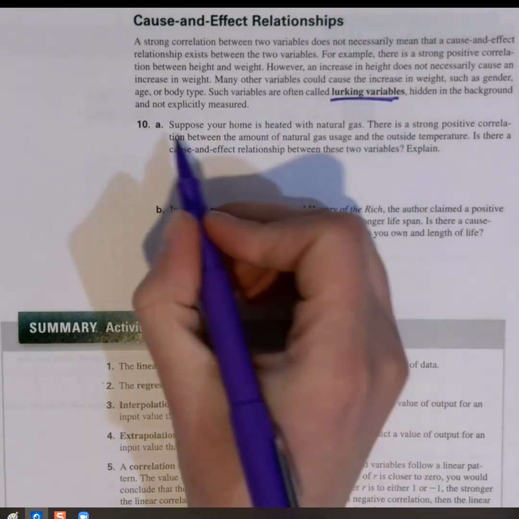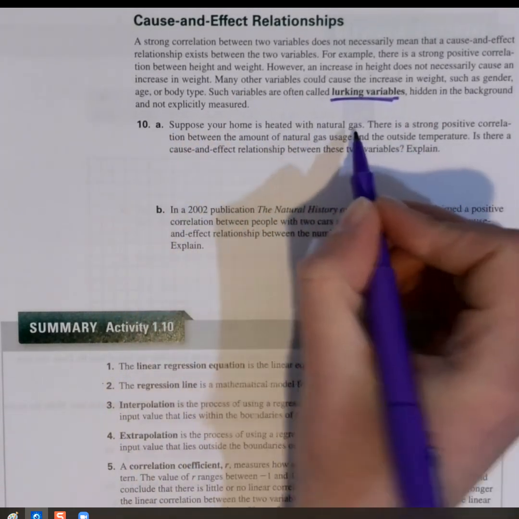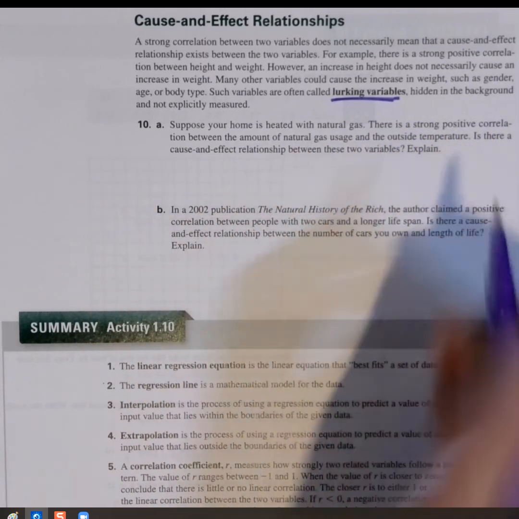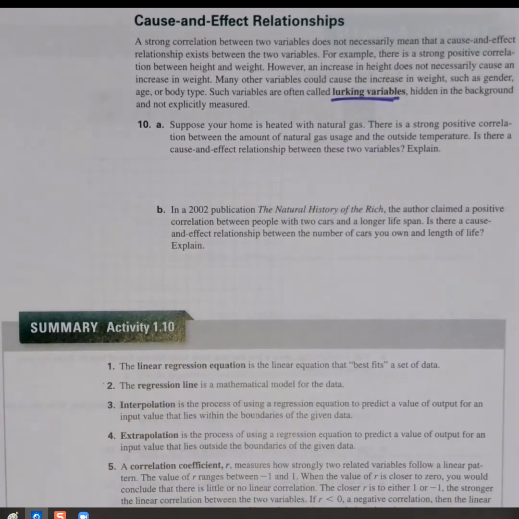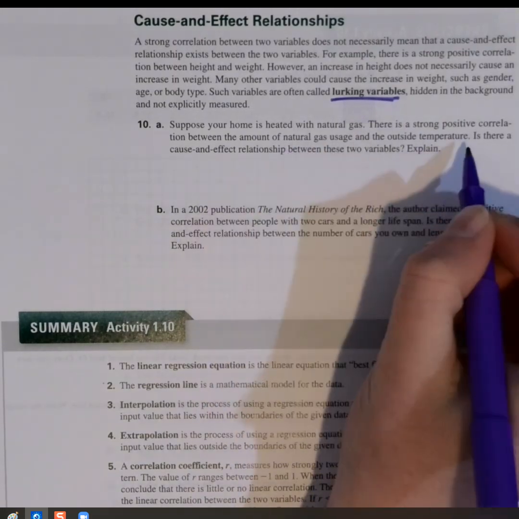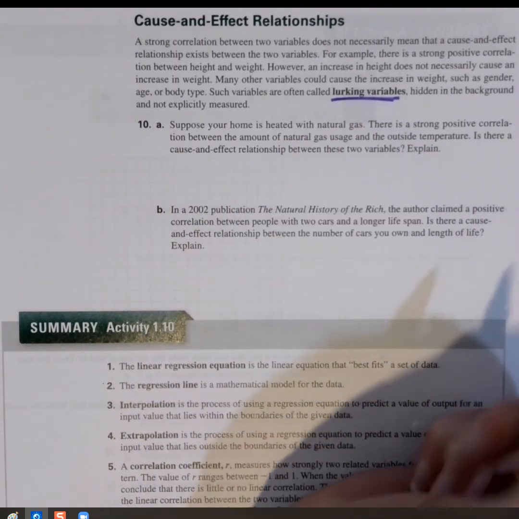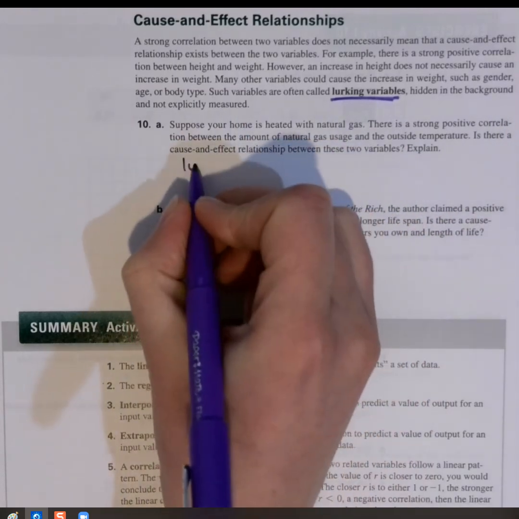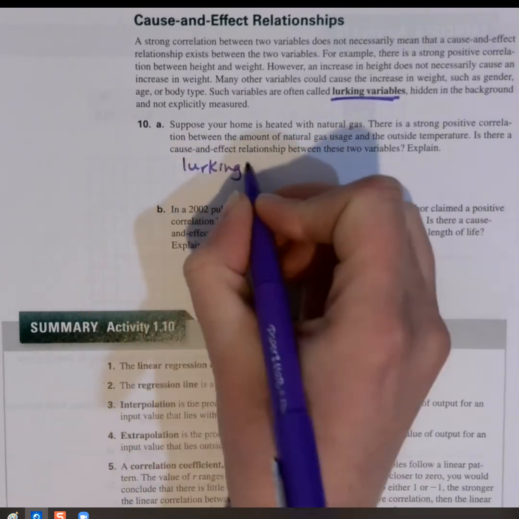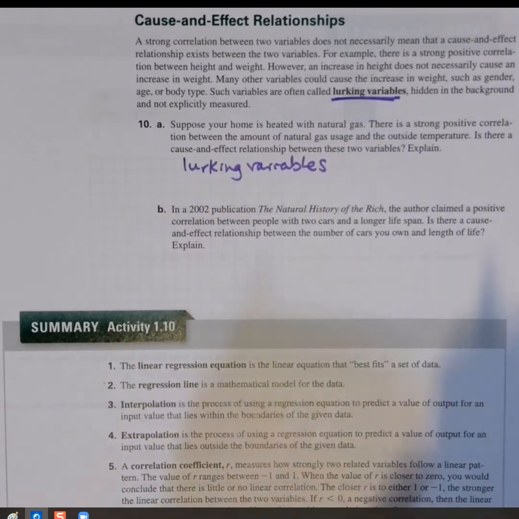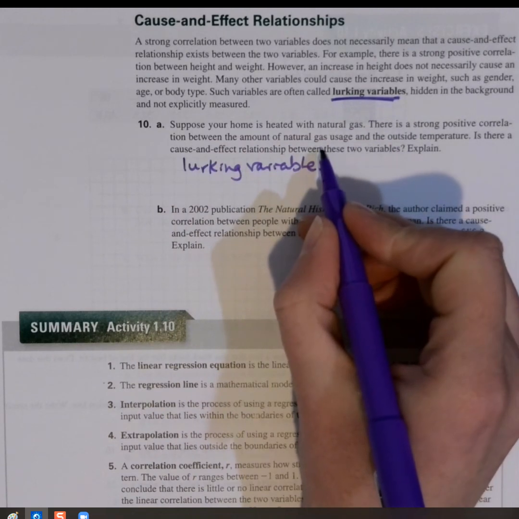So in this situation, suppose our home is heated with natural gas. There's a strong positive correlation between the amount of natural gas usage and the temperature outside. It's just a cause and effect relationship between these two variables. So does the temperature cause the natural gas usage? Possibly. There could be some lurking variables. So potential lurking variables. So if you're thinking that the temperature causes the amount of gas you use, possibly.